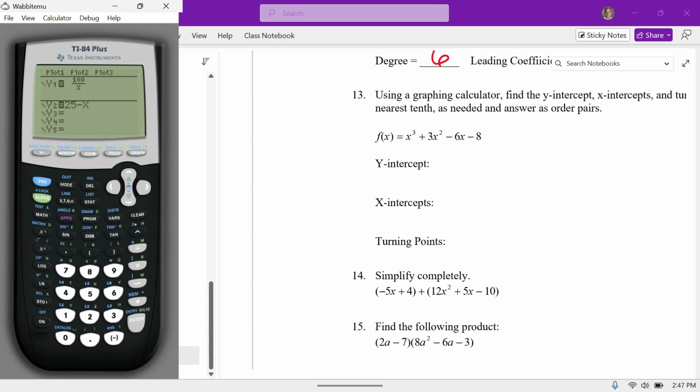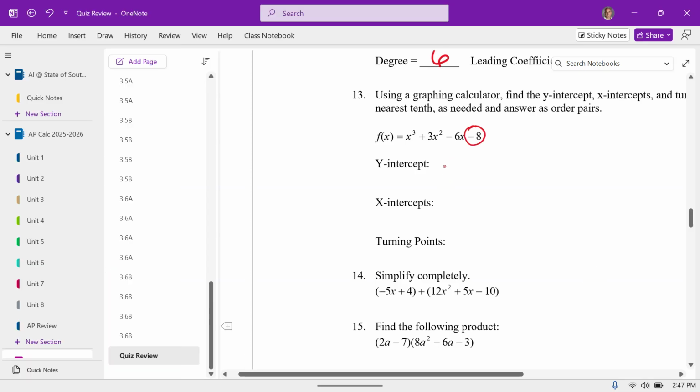Y equals, clear, clear. Okay, so we want x cubed, so that's x raised to the third power, plus 3x squared minus 6x minus 8. All right, so I'm going to go in the standard window, so I'm going to push zoom, 6, standard window. I should see something go up, down, up again. All right, so where's our y-intercept? Well, people, our y-intercept is always going to be this, 0, negative 8.